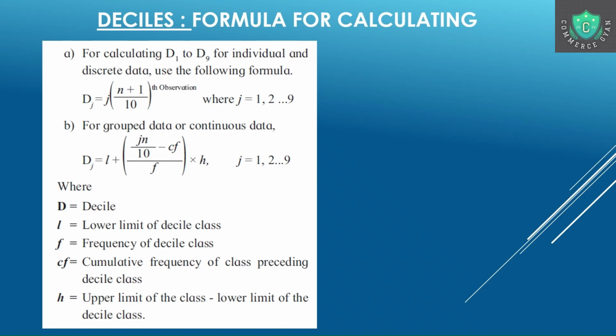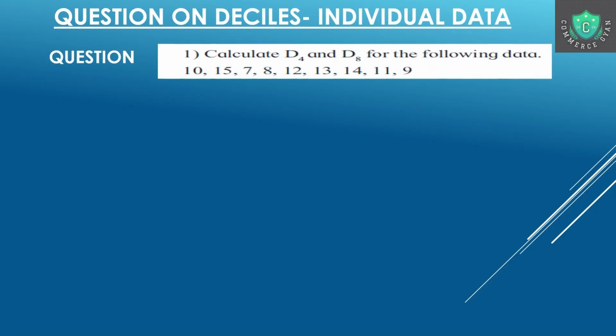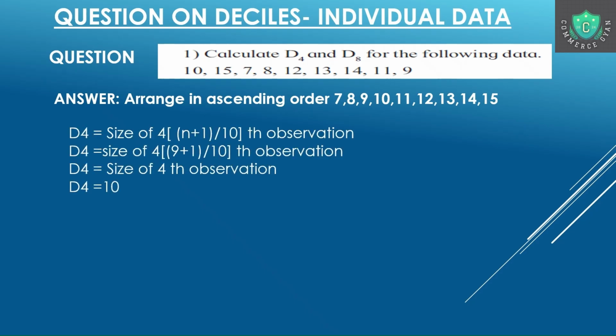Just like the quartiles we had computed. Now take into consideration the example which shows how individual data is calculated. Calculate D4 and D8 for the following data. So decile 4 and decile 8. First, you arrange the data into ascending order, 7, 8, 9, 10 till 15. Then D4 is equal to what? The formula says j into (n plus 1) upon 10, right?